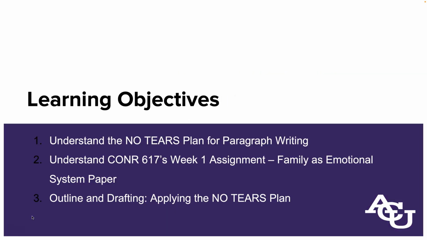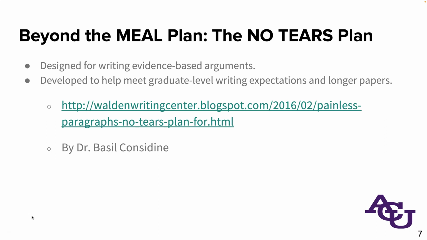Our objectives today are going to be to start by looking at the no tears plan for paragraph writing before we look at the sample assignment from CONR 617. And then we're going to talk about how to integrate these two for the task in this assignment, which is writing about emotional systems.